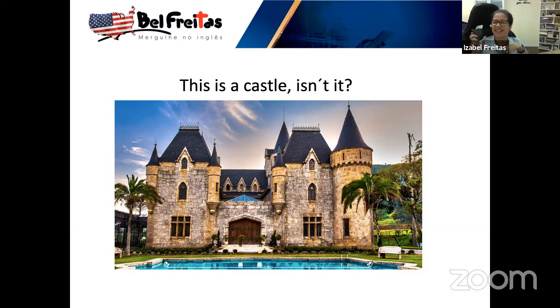In the tag question, we say isn't it very fast, in it? This is a castle, in it? Repeat, this is a castle, in it? Good, very good. It's a beautiful castle, yeah? So you are confirming. I might say yes or no.